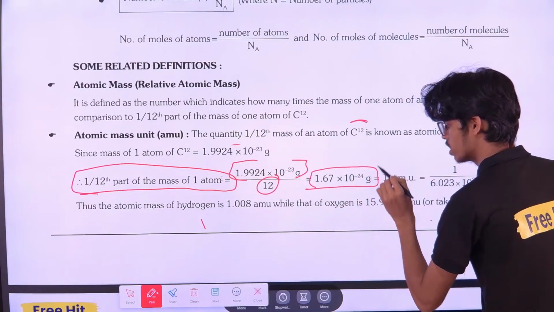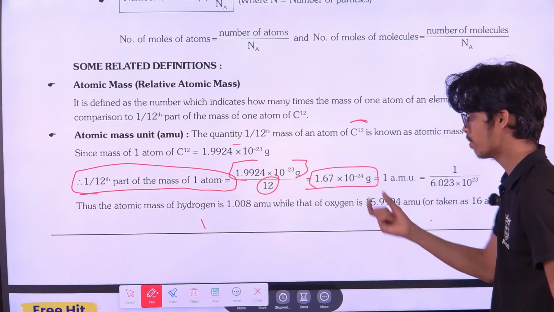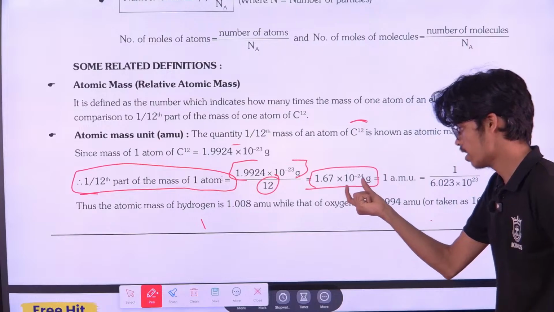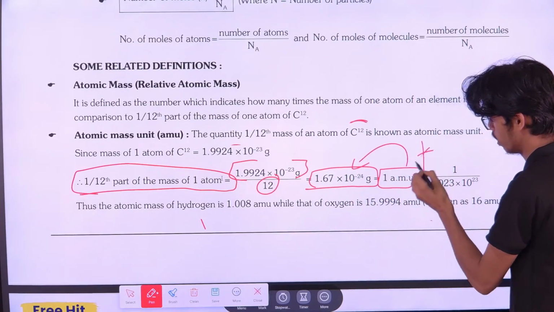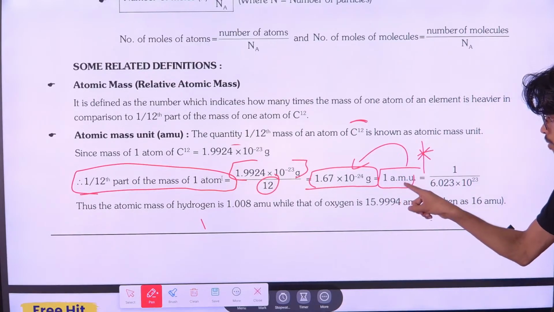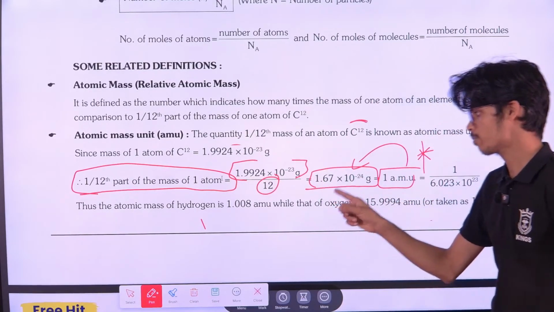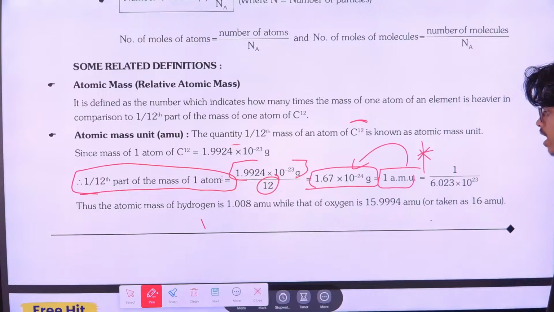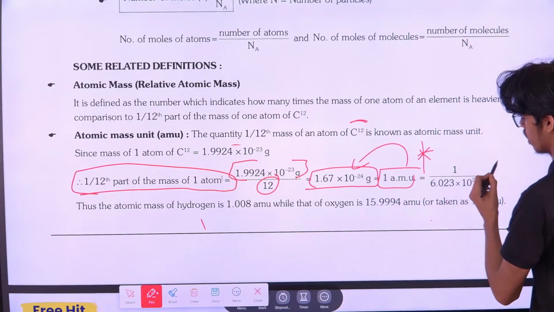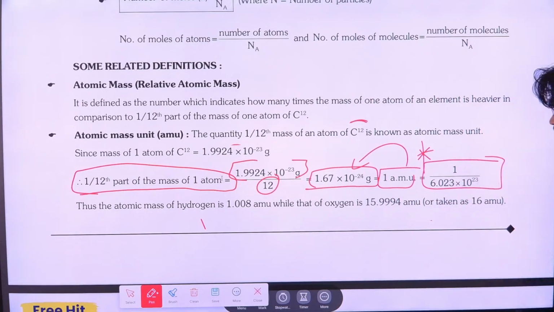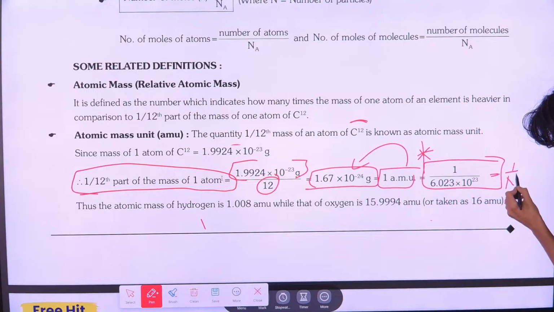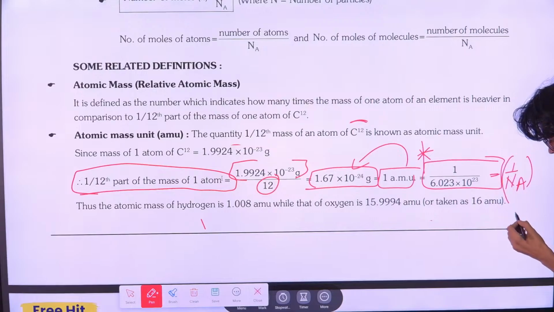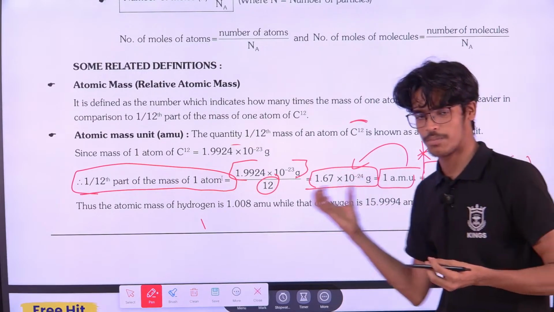1.67 times 10 to the power minus 24 grams. Remember this number. This number can convert one atomic mass unit into grams. So this is very important. Learn this number. One atomic mass unit is equal to 1.67 times 10 to the power minus 24 grams. It is nearly this number. What is this number? This is 1 by Na. Can you see this very smooth relationship between these numbers?